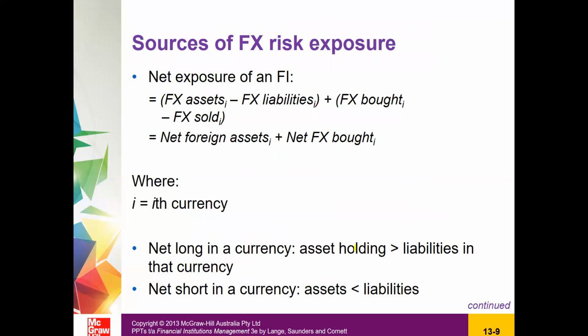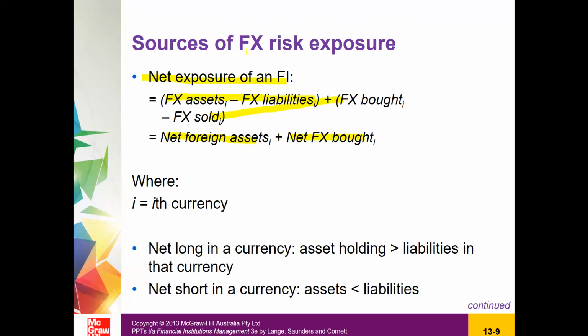Now, a financial institution's overall foreign exchange exposure in any given currency can be measured by its net exposure position, which is expressed in this way. Net exposure of a financial institution is foreign exchange assets minus foreign exchange liabilities plus foreign exchange bought minus foreign exchange sold. So the first part is the net foreign assets, and the second part is the net foreign exchange bought. A financial institution could match its foreign currency assets to its liabilities in a given currency and match buys and sells on its trading book in the foreign currency to reduce its foreign exchange net exposure to zero, thus avoiding foreign exchange risk.